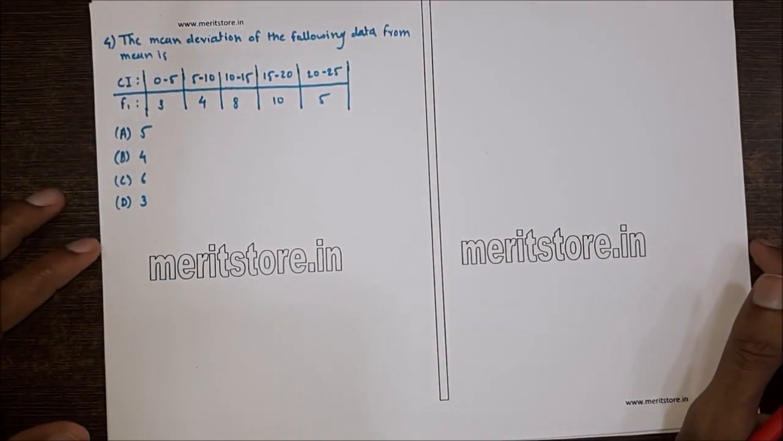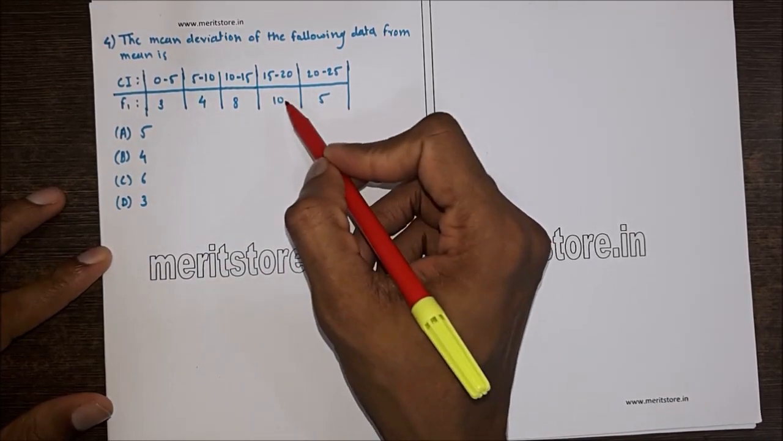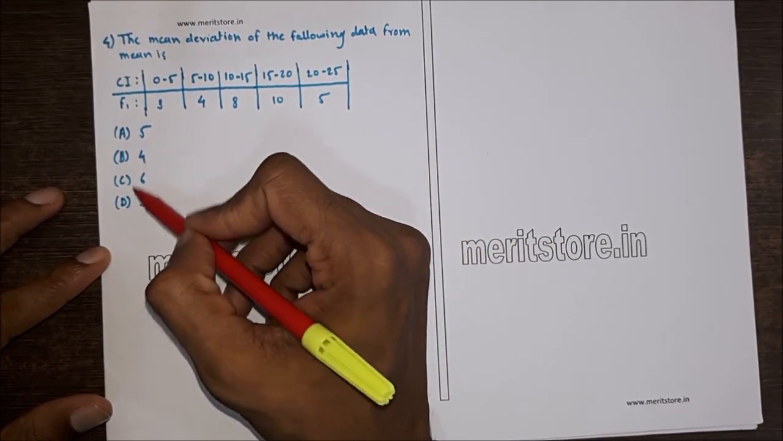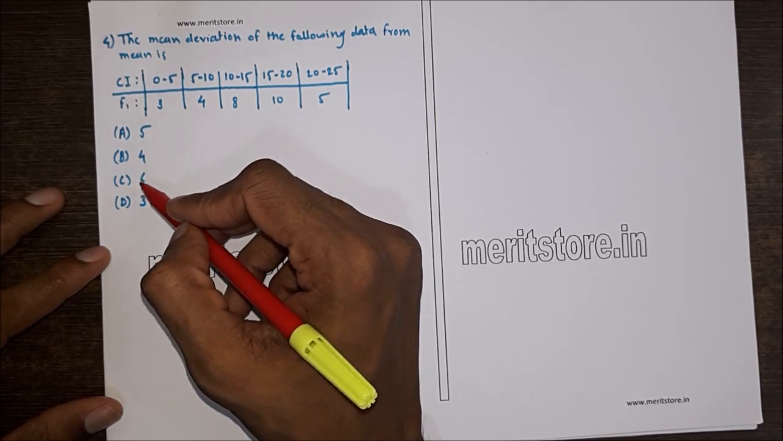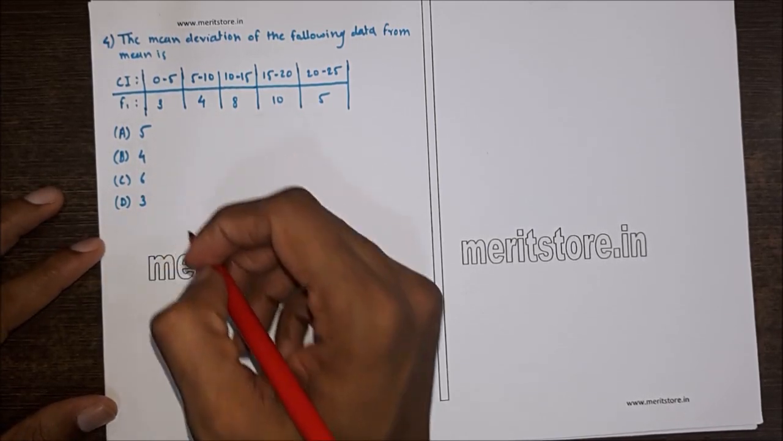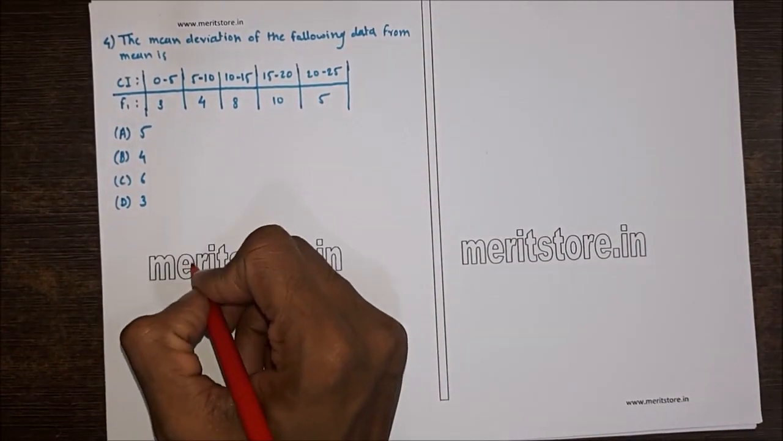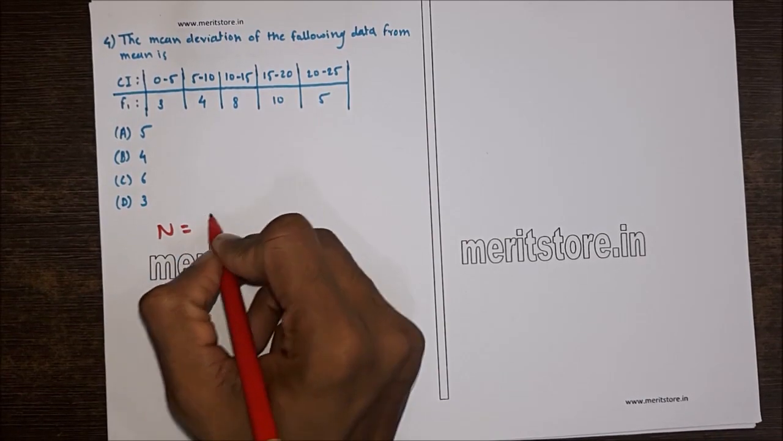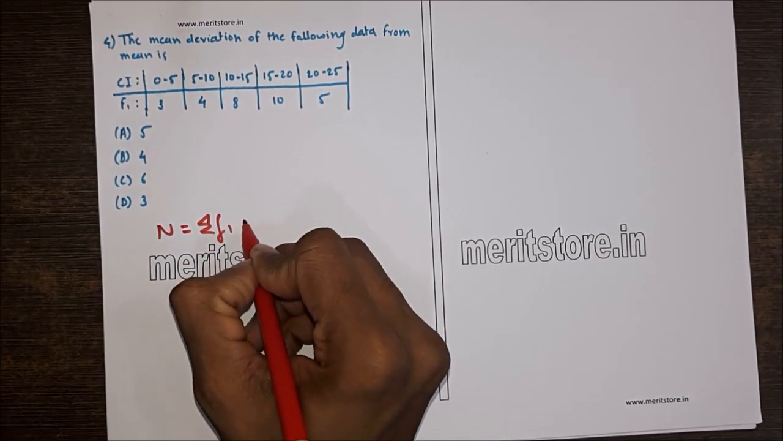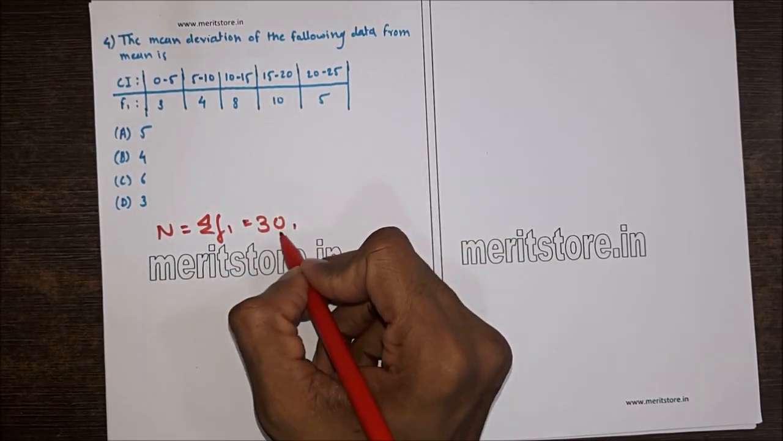Question 4. The mean deviation of the following data from the mean is given in the table. We have four options: A 5, B 4, C 6 and D 3. So here we have n equal to summation of frequency, equal to 30. When we sum this we get 30.